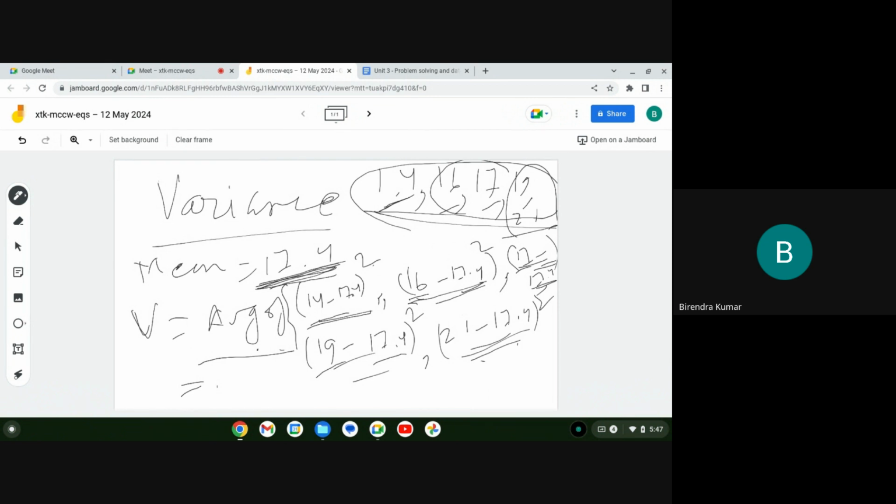So 14 minus 17.4 will be minus 2.6, but you're doing a square of that, so that minus will be taken care of. Second, 16 minus 17.4 will be minus 1.4, and you will do a square of that. So again, minus is gone. 17 minus 17.4 will be minus 0.4, and you're doing square of that. Then next is 19 minus 17.4, so this is 1.6, square of that. And next one is 21 minus 17.4. This will be 3.6, and square of that. Add all these squares together and divide that by 5. That will be your variance.